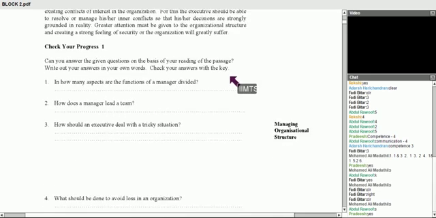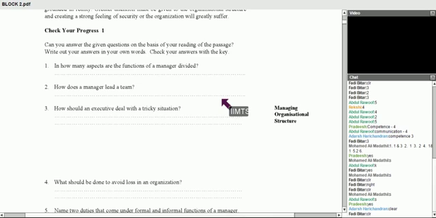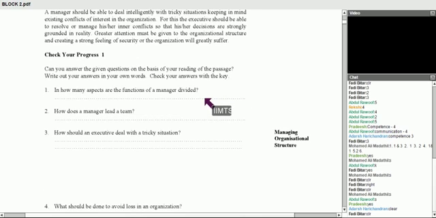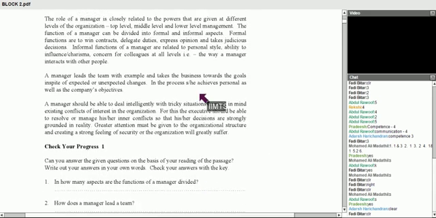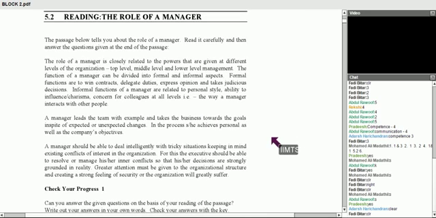Okay, check your progress. Now, check your progress 1. Can you answer the given questions on the basis of your reading of the passage? Before you start solving these questions, I would request you to read this passage on your own to get a clear understanding. When I was reading this, I was also explaining it to you, so you might have been immersed in understanding it rather than reading it. So to answer questions well, just read this on your own.